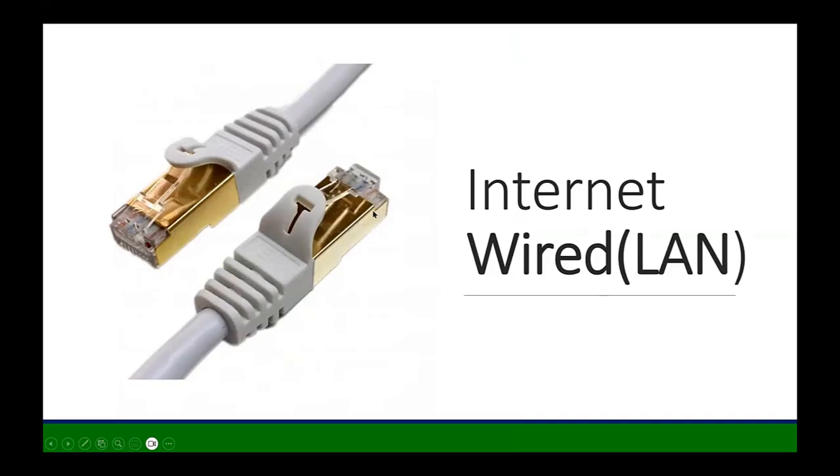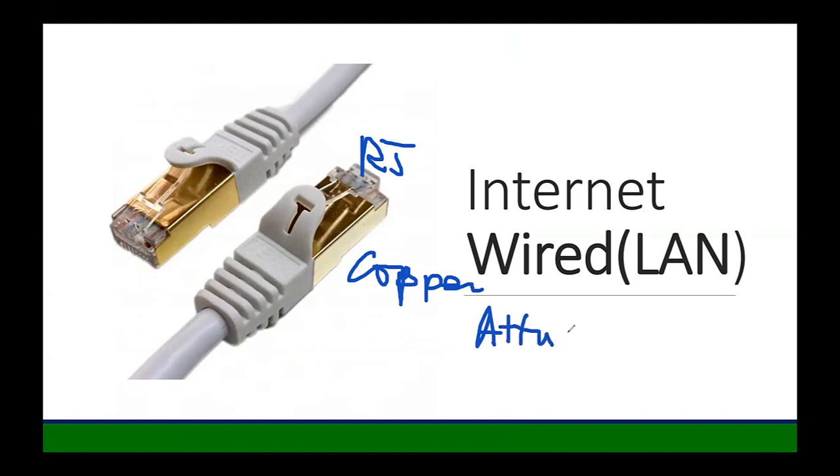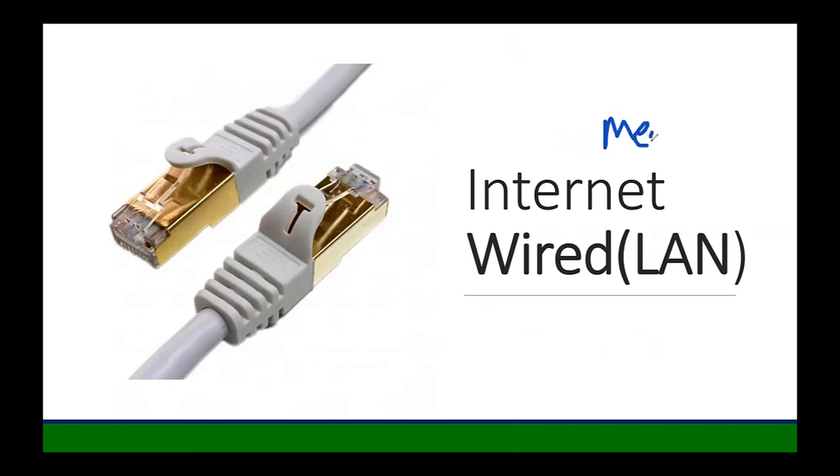So on the internet, you have wired. Wired is this one, the RJ45 connector. This one is copper, so copper will attenuate. That means the signal will weaken, and then you need to have a booster somewhere, maybe every 100 meters, 100 feet. You need to boost it up. This is one of the media, copper media, as in wired Ethernet.